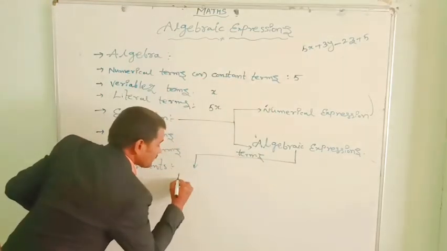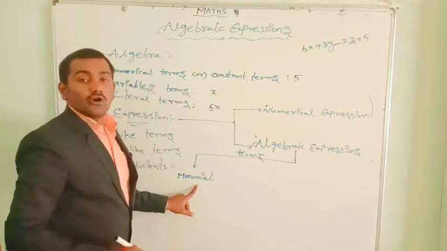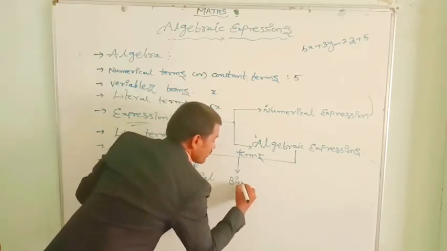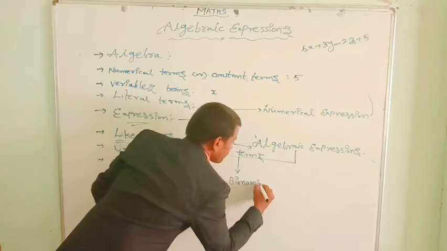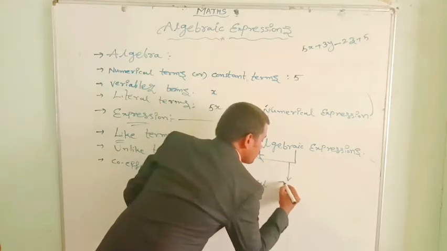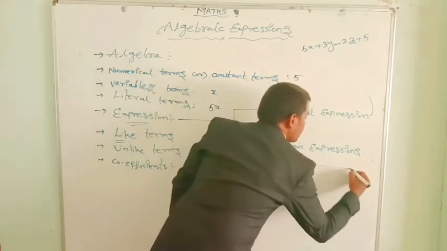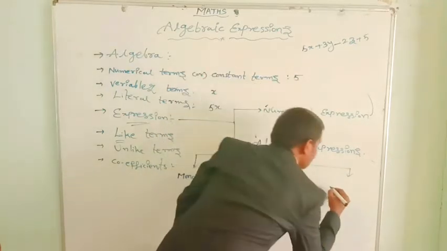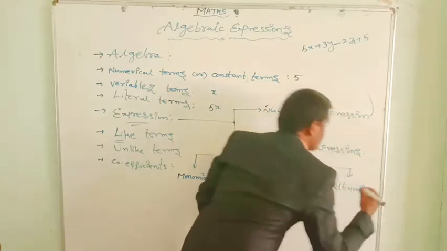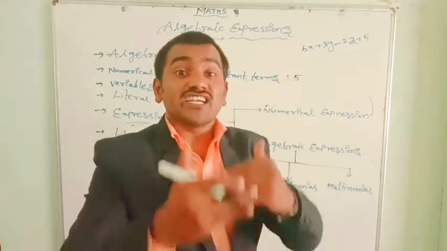The first one is monomial. The next one is binomial. The next one is trinomial. After that, multinomials. So these are the types of algebraic expressions based on the terms.